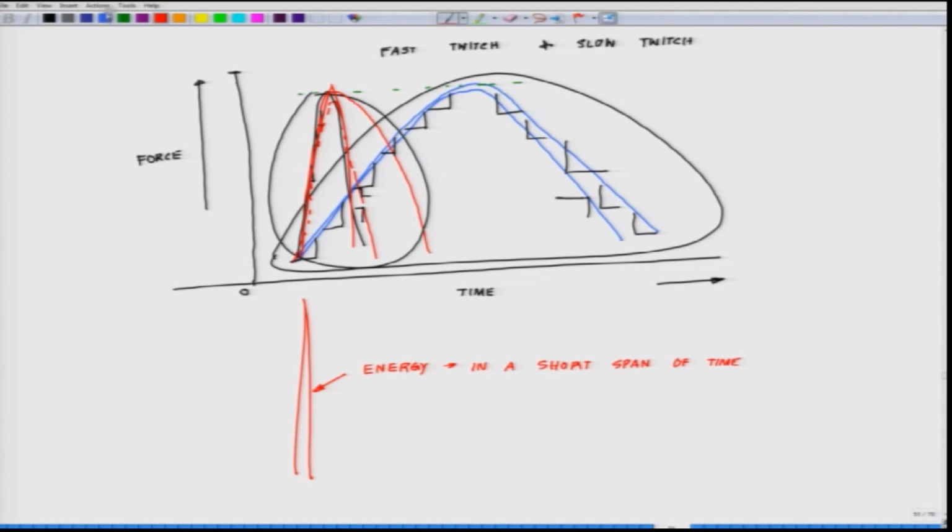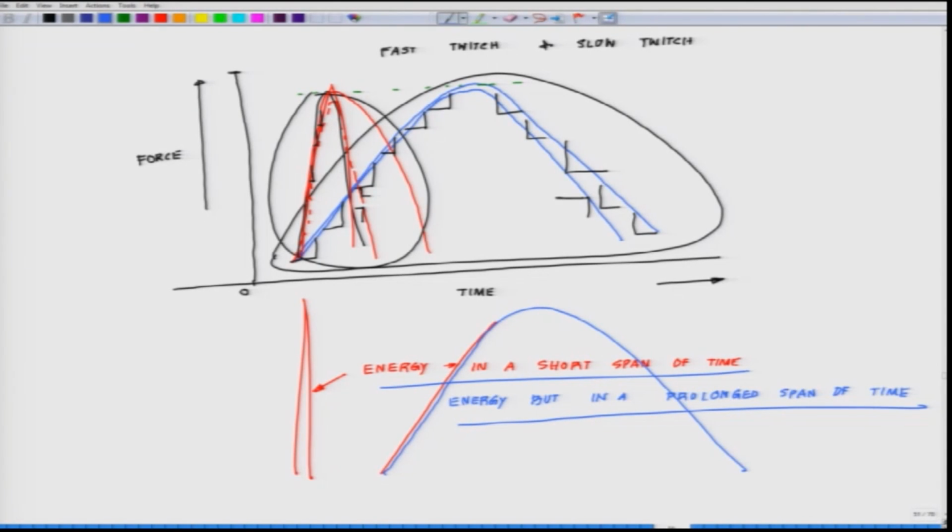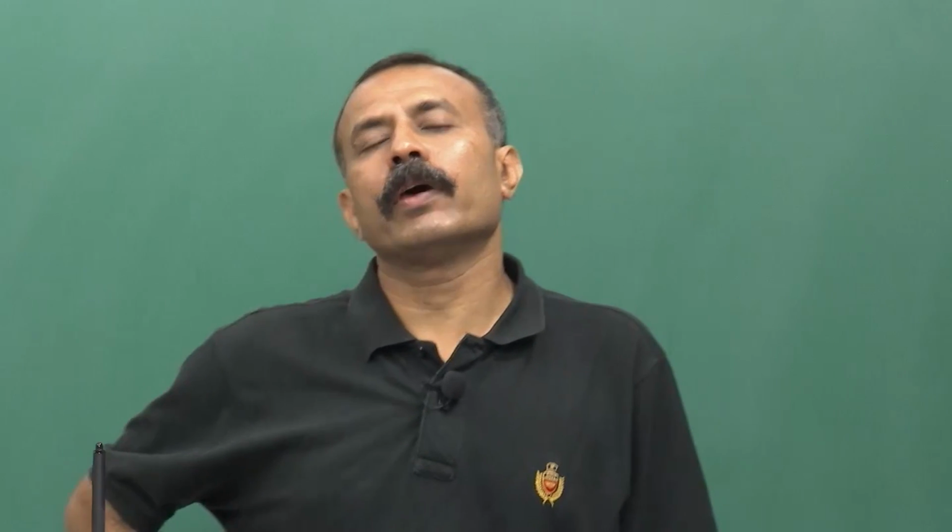Whereas, if I look at this graph, which is like this, you will need the same energy, but in a prolonged span of time. What is the significance of these two? These two lines are very, very important to realize. So, what kind of biochemistry do they follow?